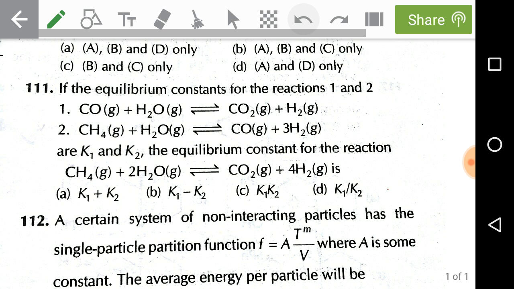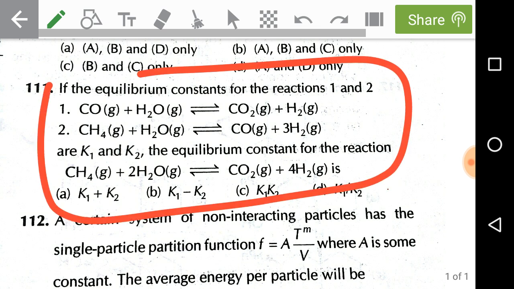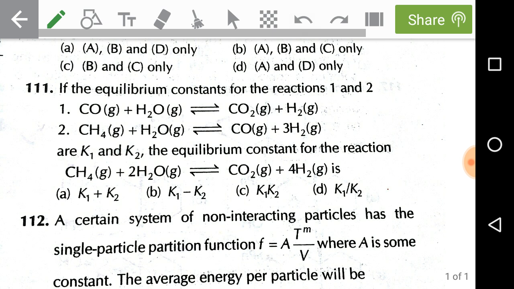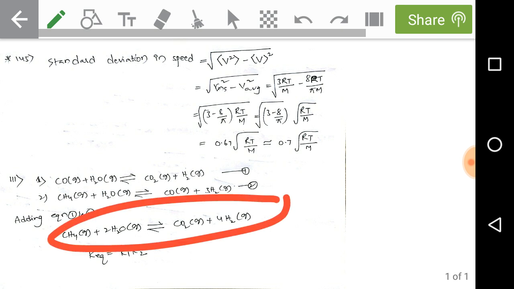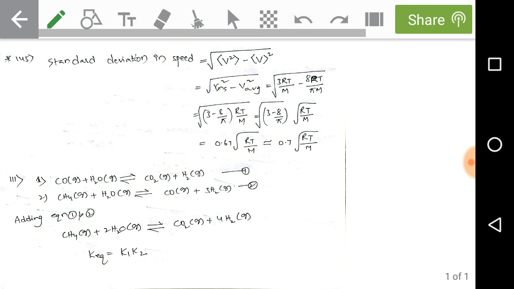Okay, right, next question. If the equilibrium constants for reactions 1 and 2, just observe the two reactions here, are K1 and K2, what is the equilibrium constant for the reaction obtained by simply adding these two reactions? We get the third equilibrium reaction, and for that the equilibrium constant equals K1 into K2.